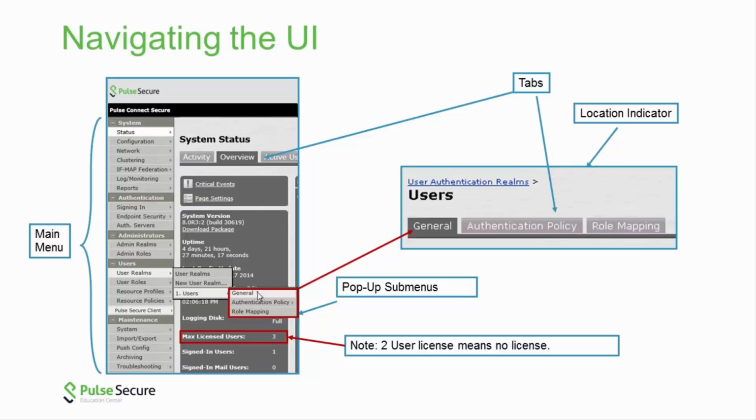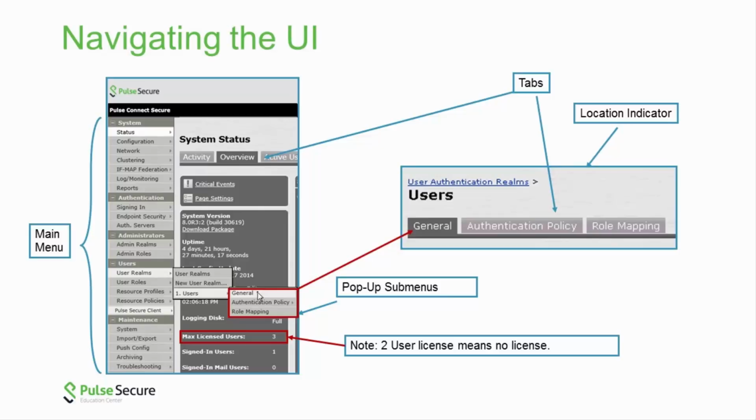The next section is Signing In. This is the sign-in policy, endpoint security, and authentication, authorization, and accounting servers. The next section is Administrators. This includes the administrator accounts and access settings. The next section is Users. This includes authentication realms, user accounts, roles, and role mapping.